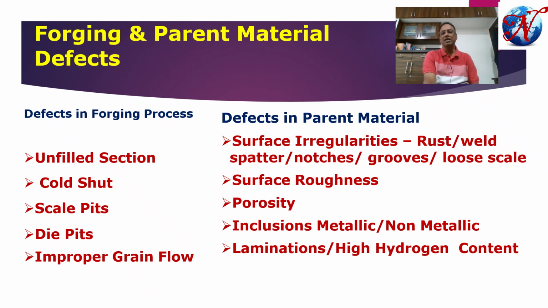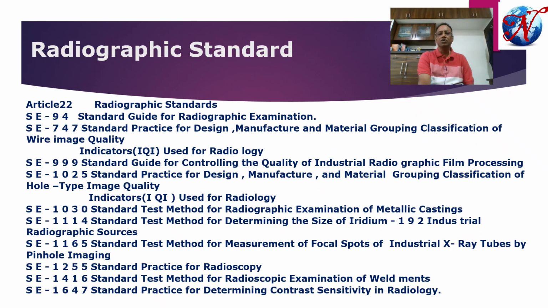But in the case of lamination, it is best to use the ultrasonic process to identify those defects. In radiography, we follow different types of articles. ASME Section 5 Article 2 is for the radiographic specification, and along with that we can follow the extended Article 22 in ASME Section 5, which is the radiographic standard, and in Article 22 there are a lot of sub-clauses.